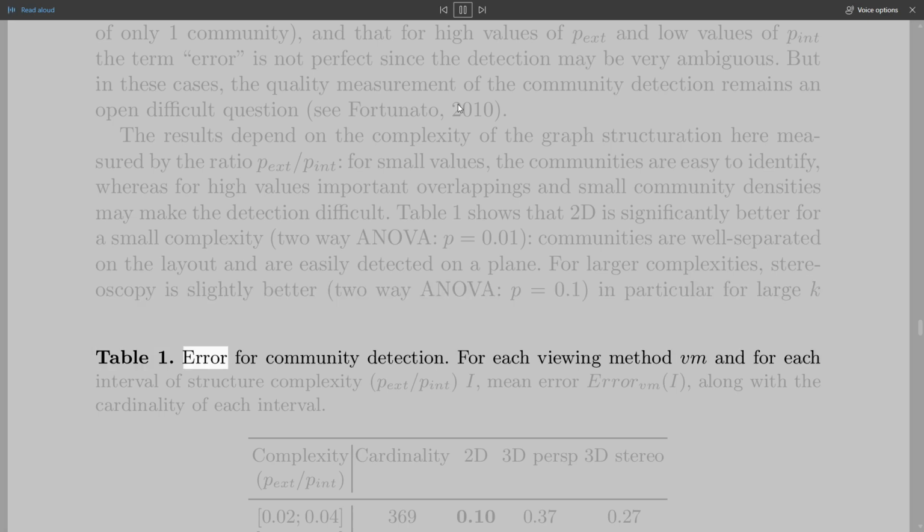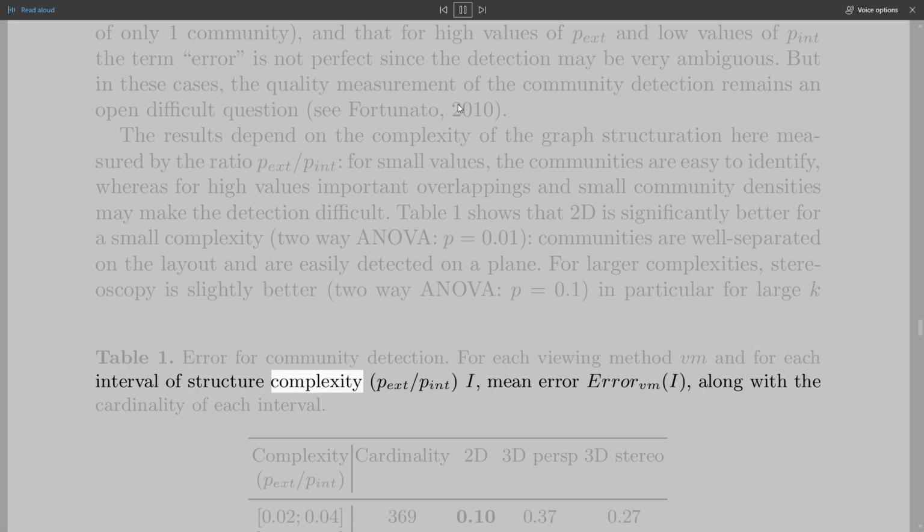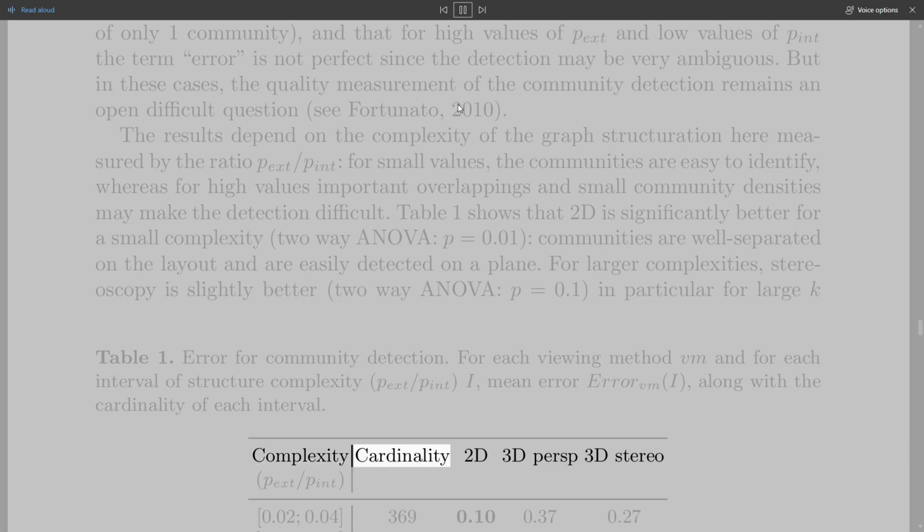Table 1. Error for community detection. For each viewing method VM and for each interval of structure complexity, PEX/pint, I, mean error I, along with the cardinality of each interval. Complexity, cardinality, 2D, 3D persp, 3D stereo.